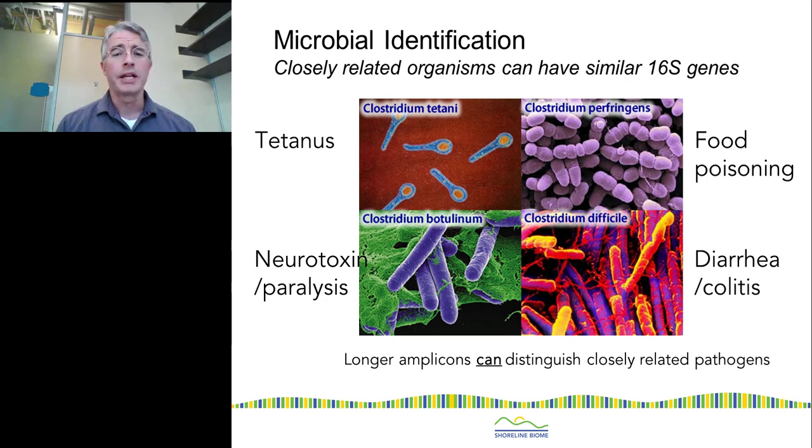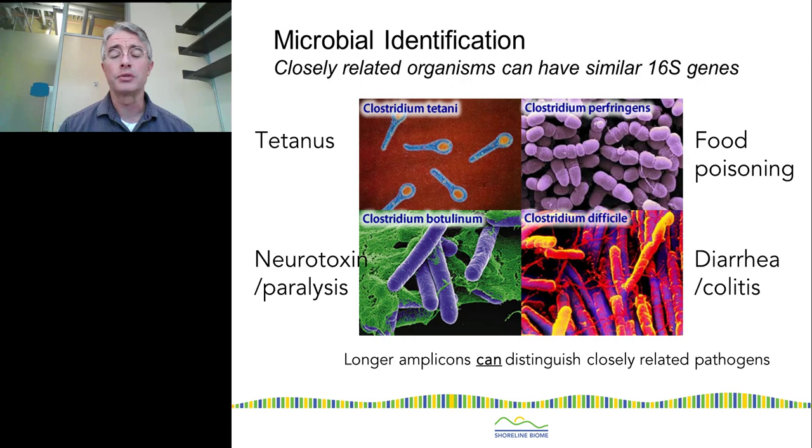But for microbial identification, since these similar organisms can have similar 16S genes, you can see in the case here, I've shown 4 different Clostridia, and they cause 4 different kinds of disease. And so it would be very useful to know when you're trying to identify organisms, not just that it's a Clostridium, but that it's a Clostridium difficile. And in fact, we can do this with 16S and 23S genes. But you require a rather unique amplicon design that I'm going to discuss in a bit.